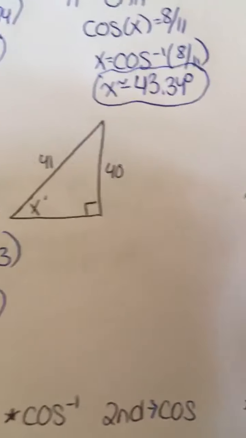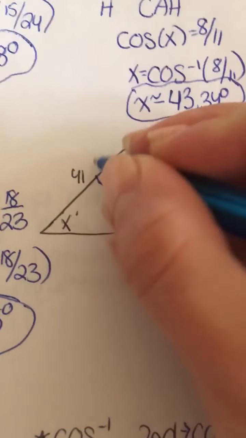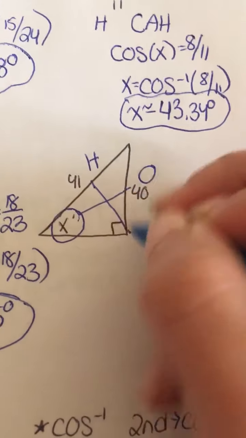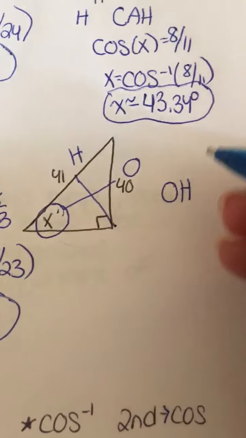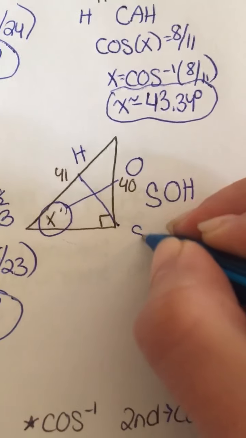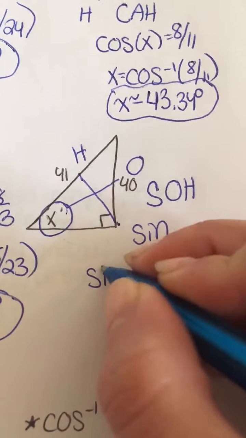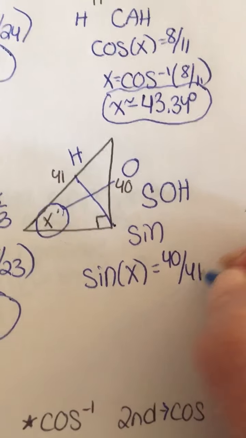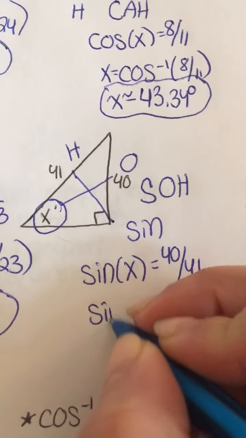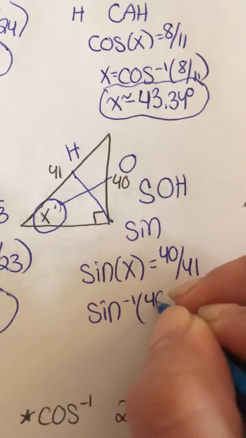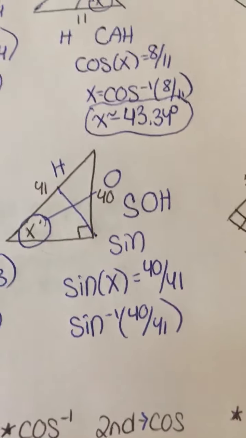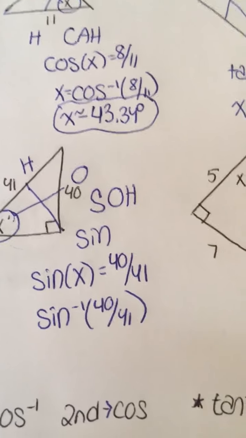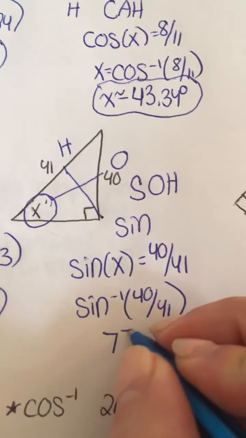And we'll do 2 more. So across from 90, h. Across from x, o. We don't need this other side. Once you have 2, that's enough. So it's sine. So we're going to have sine of x equals o over h, 40 over 41. When you're solving for the angle, you're just taking the inverse of the ratio. And again, just putting it on the calculator. 77.32 degrees.